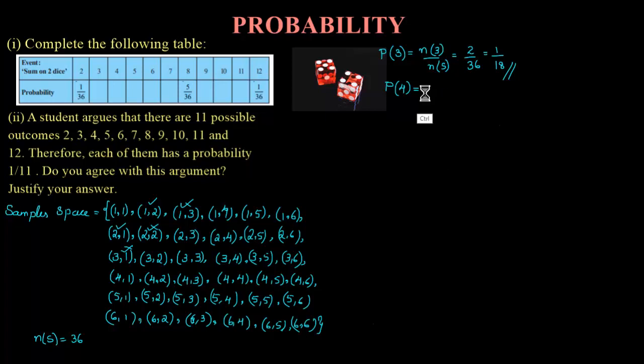Let me erase this before I proceed with the next part. So 3 by 36 is the answer. 3 ones are 3, 3 twelves are 36. So 1 by 12 is the answer. In the same way, do it for the probability of getting 5.